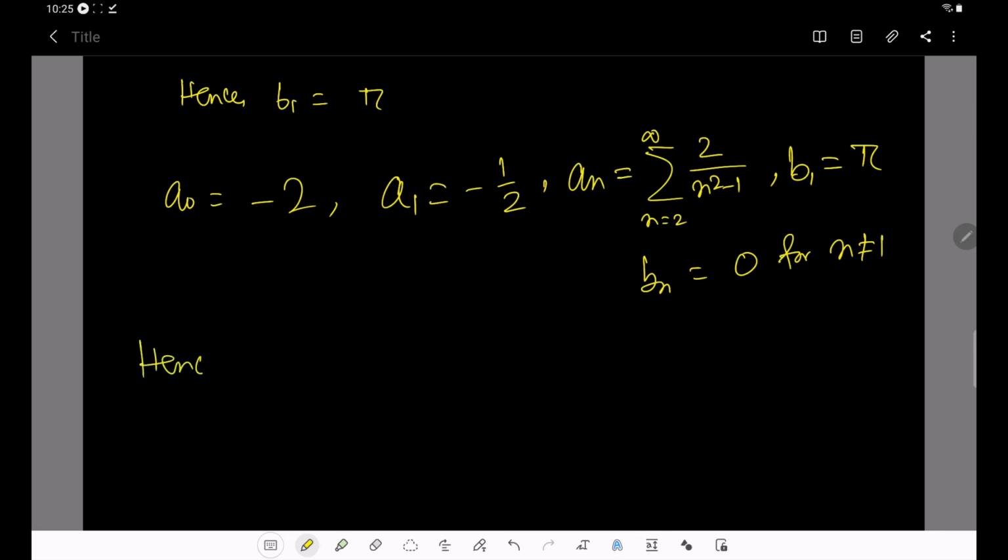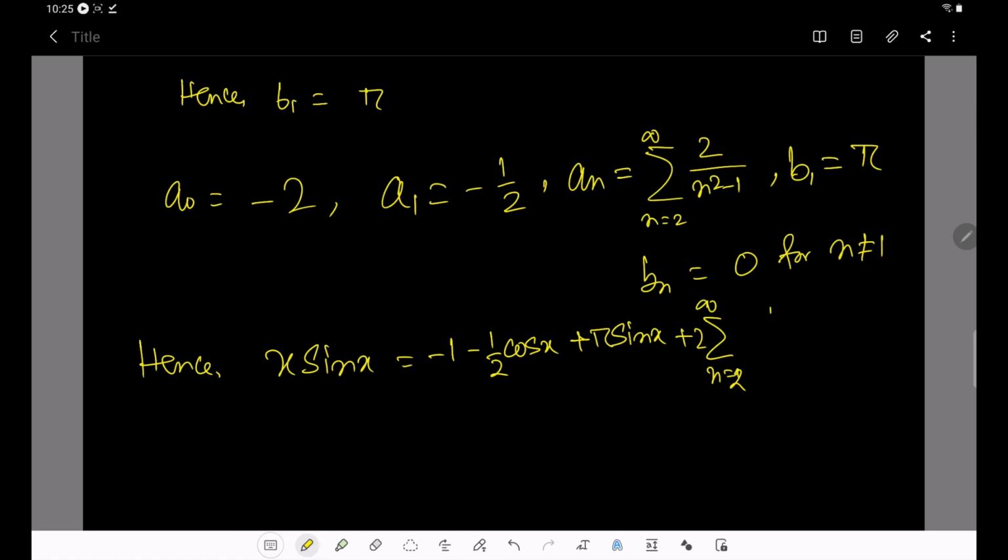Hence we can write that x sin x is equal to a0 by 2, that is minus 1, then we can write minus half of cos x plus pi of sin x, and plus summation n equal to 2 to infinity 2 by n square minus 1 cos of nx.